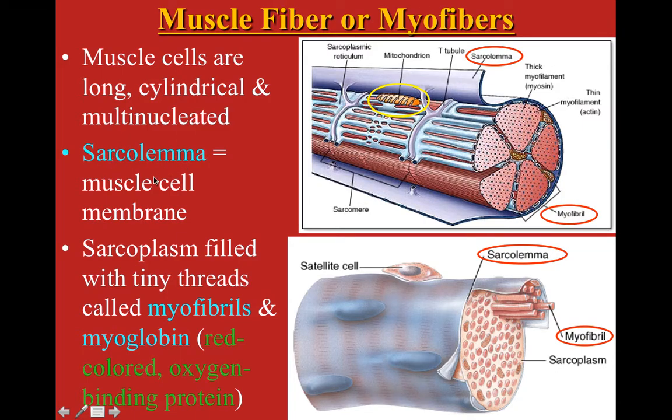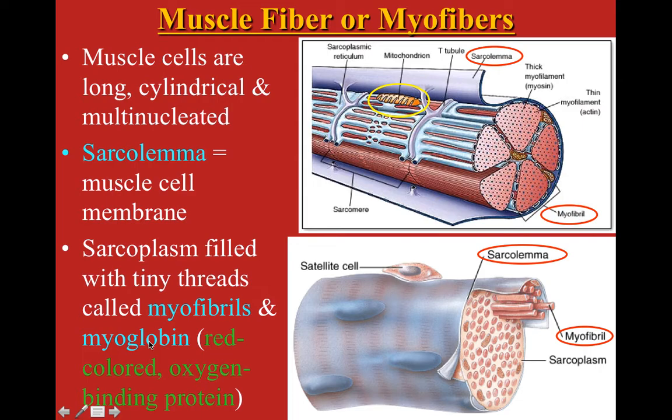Sarcolemma is the muscle cell membrane, okay? So each muscle cell is surrounded by this membrane, and we call it the sarcolemma. And sarcoplasm is filled with tiny threads that are called myofibrils and myoglobin, all right?